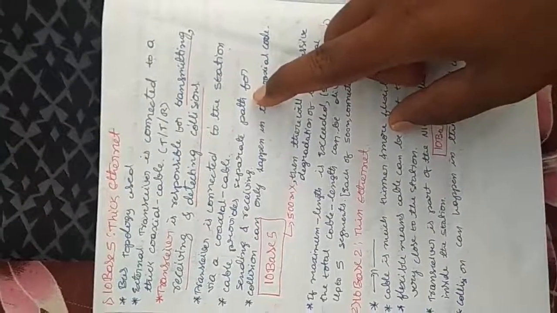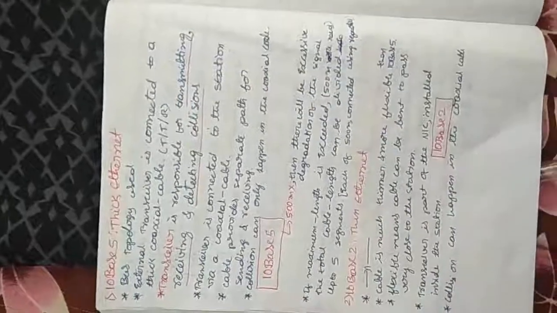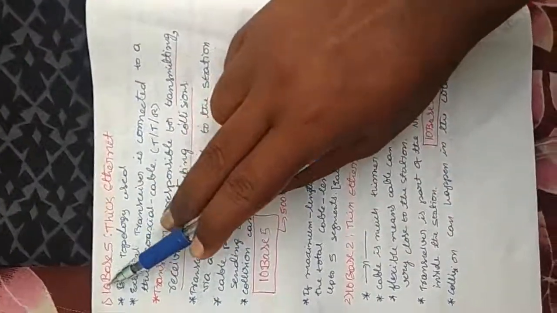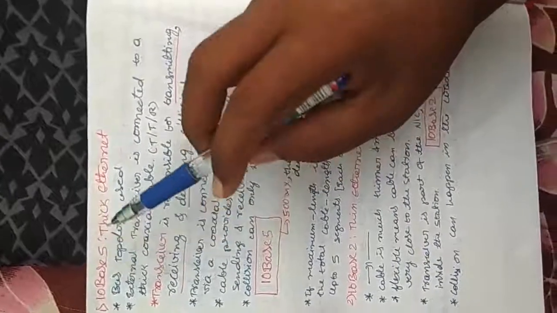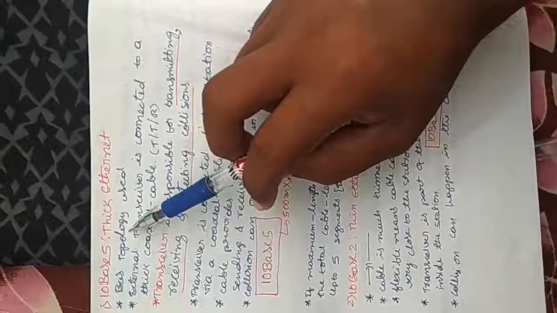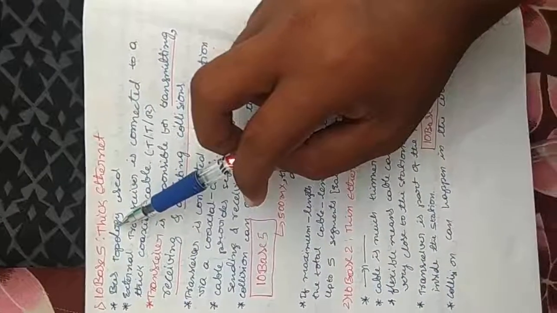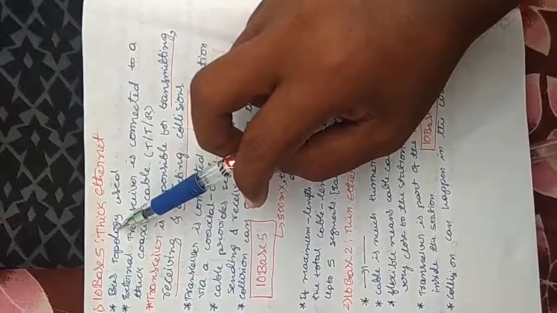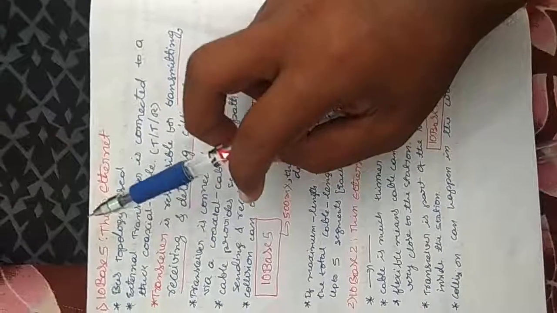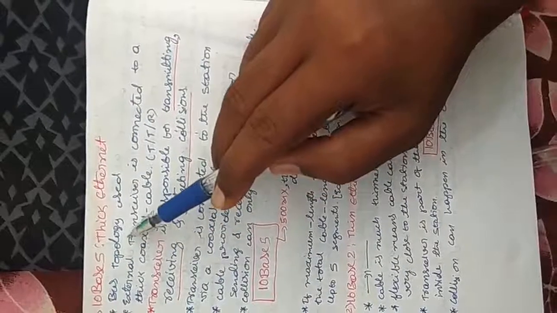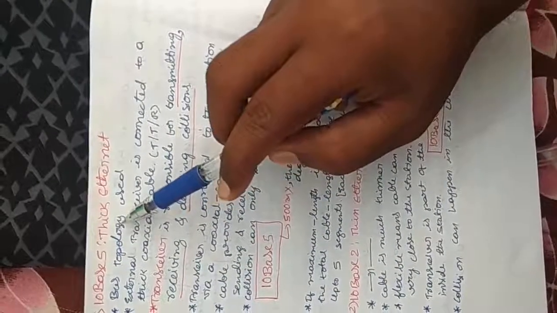10Base5, sorry, 10Base5. Thick Ethernet is another name for 10Base5. Here we are going to use bus topology. We know that there are four topologies: bus topology, star topology, mesh topology, and ring topology. Out of the four, here we are going to use bus topology.